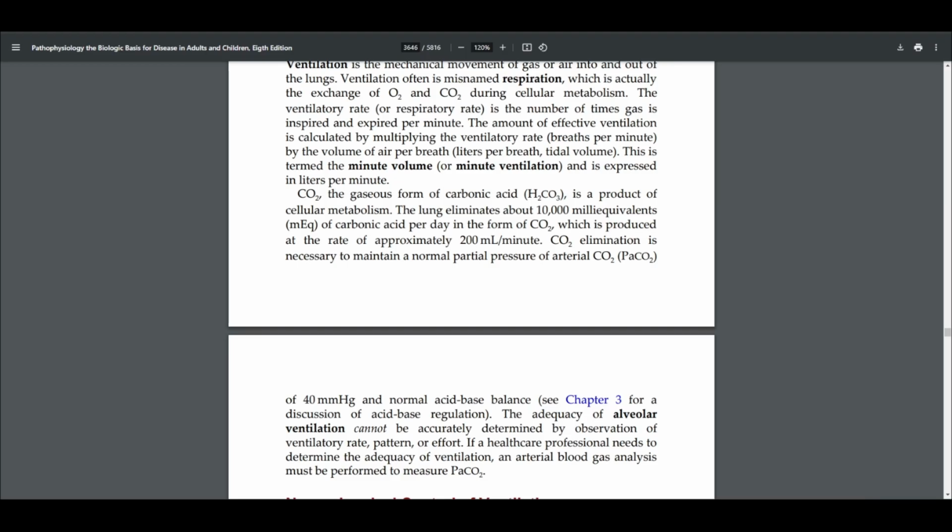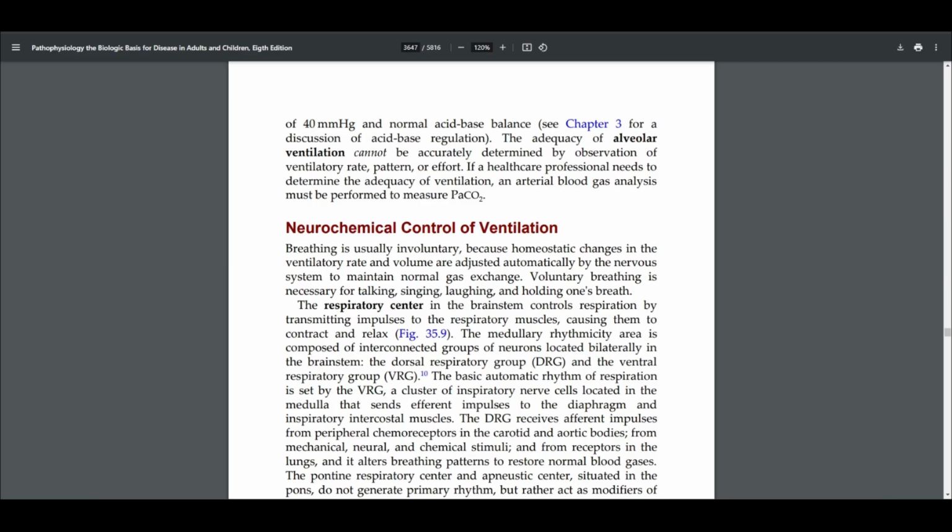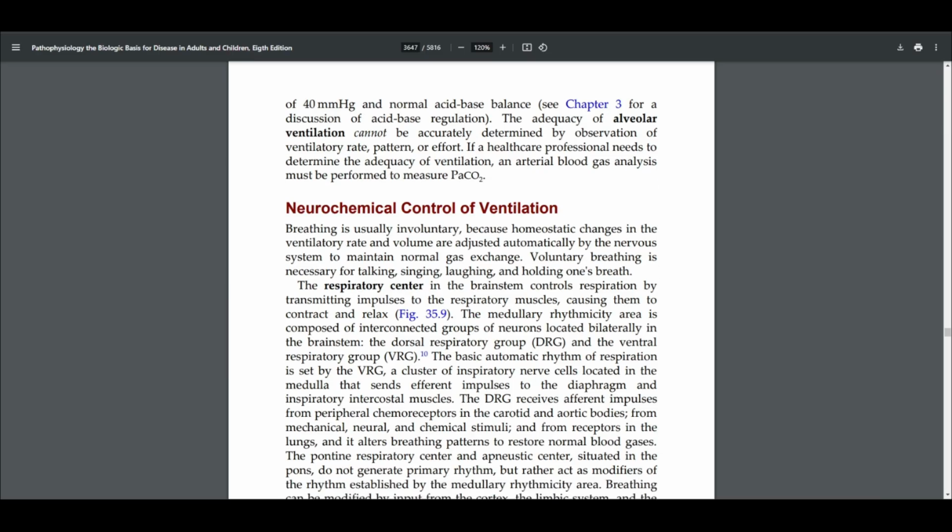CO2 elimination is necessary to maintain a normal partial pressure of arterial CO2, or PaCO2, of 40 millimeters of mercury, and normal acid-base balance. The adequacy of alveolar ventilation cannot be accurately determined by observation of ventilatory rate, pattern, or effort. If a healthcare professional needs to determine the adequacy of ventilation, an ABG analysis must be performed to measure PaCO2.